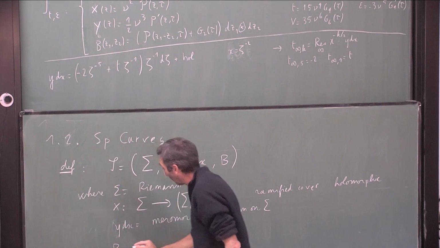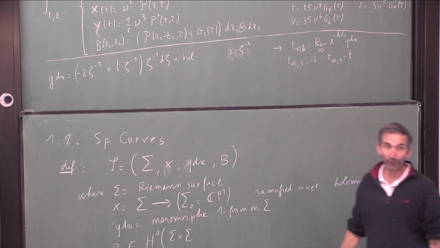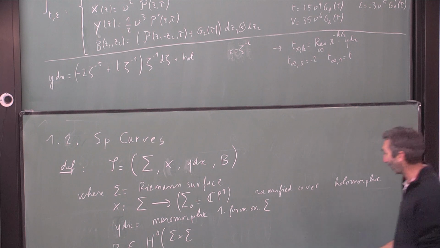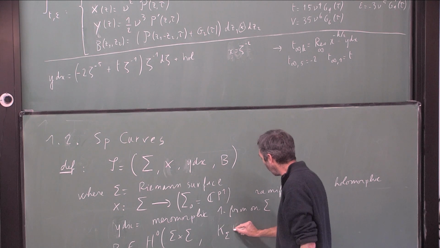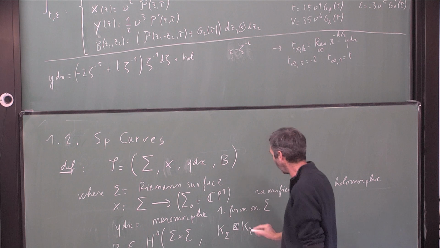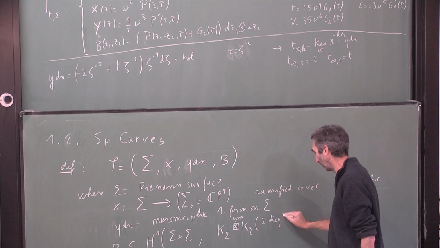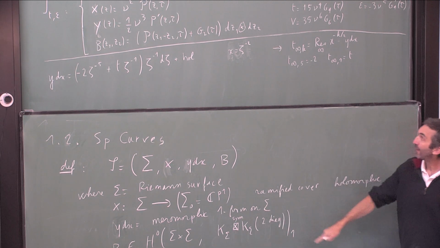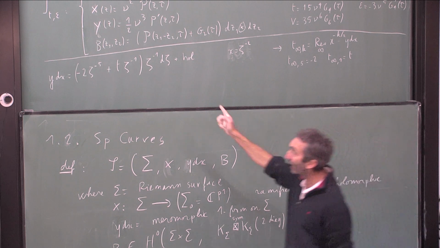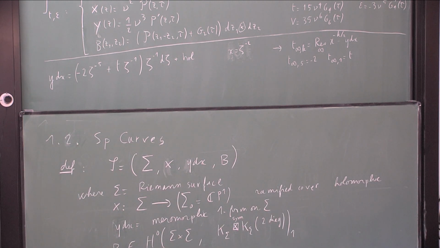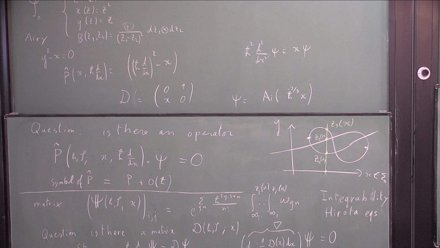So B is a function of two points on the curve, so it belongs to the cotangent of sigma tensor the cotangent of sigma, and it must be symmetric. It must have a double pole on the diagonal. And let me make it so that the residue of the double pole must be 1, so the coefficient of 1 over (z1 minus z2) squared is 1.